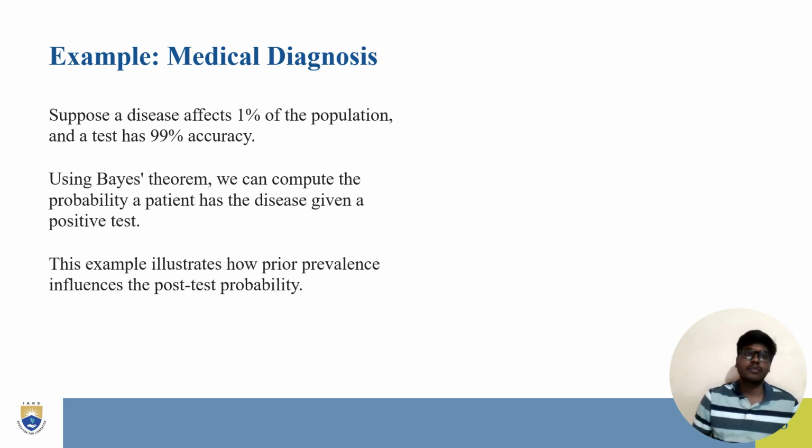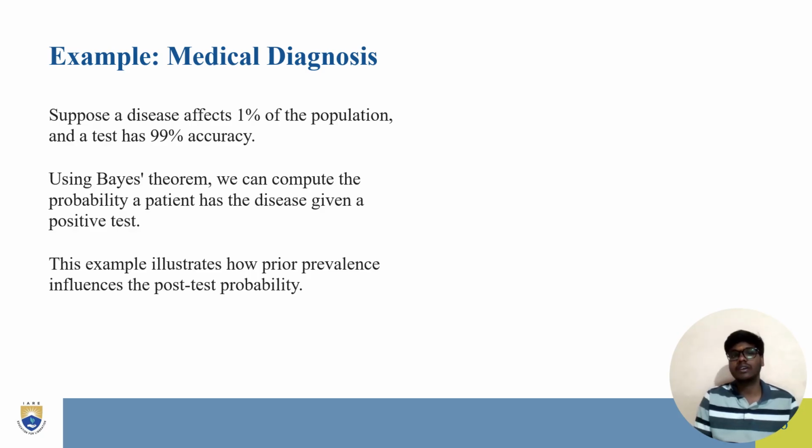Example, let us take an example for this. It is a medical diagnosis where a disease affects 1% of the population and the test has 99% accuracy. Using Bayes' theorem, we can compute the probability that a patient has the disease given a positive test. This example illustrates how prior prevalence influences the post-test probability.